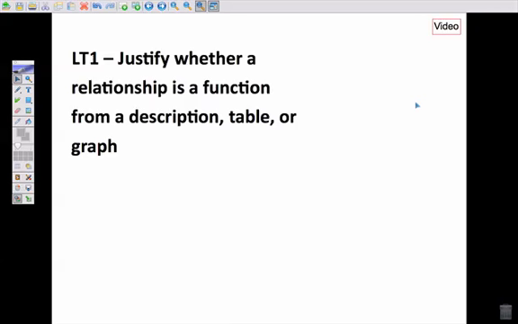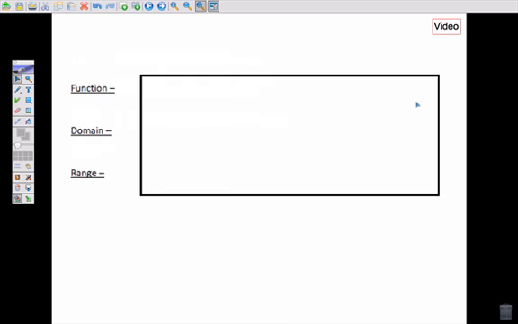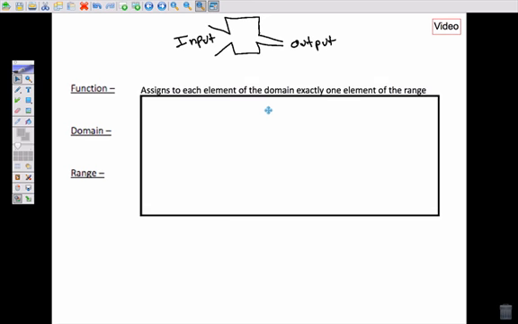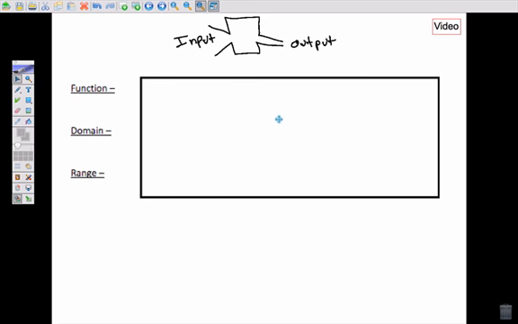All right, learning target 1, justify whether a relationship is a function from a description, table, or graph. We started talking about this a little bit in class today, just talking in general about what a function is. And remember we drew that little function machine, where you've got an input that goes into the machine, something happens to it, and you get an output. We'll take that conversation and make it a little bit more formal with some definitions.